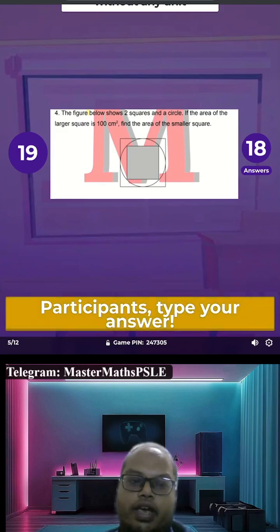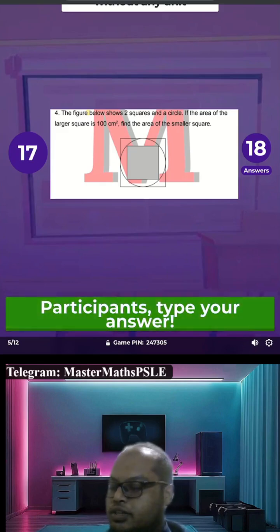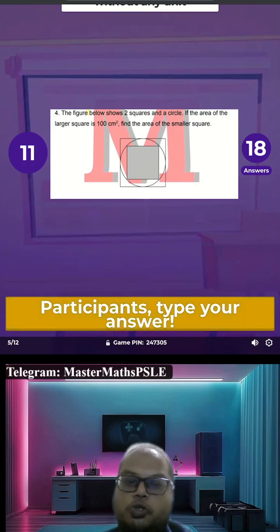Rotate the square 45 degrees. Which square? The big square or the small square? Which one should I rotate?